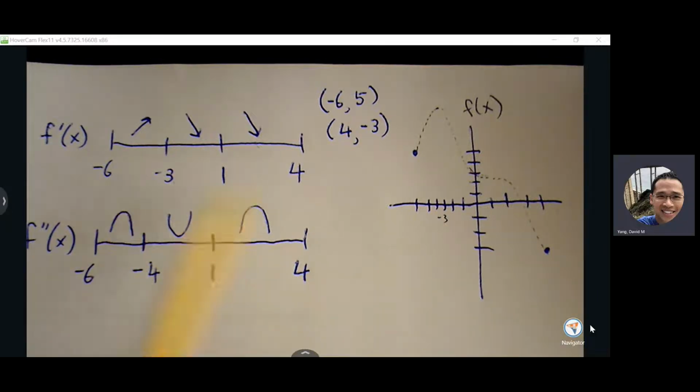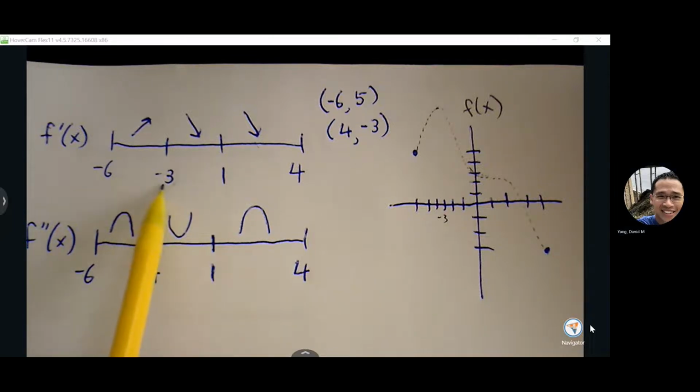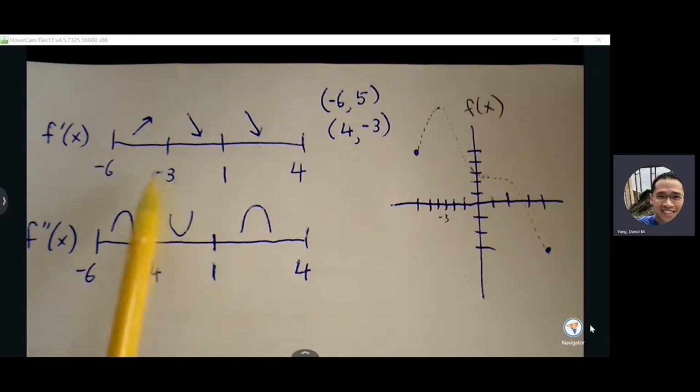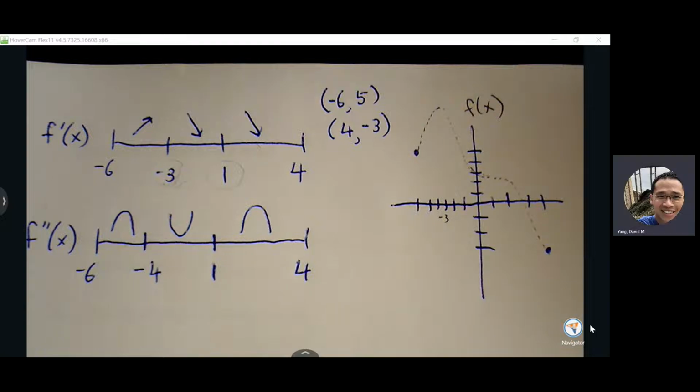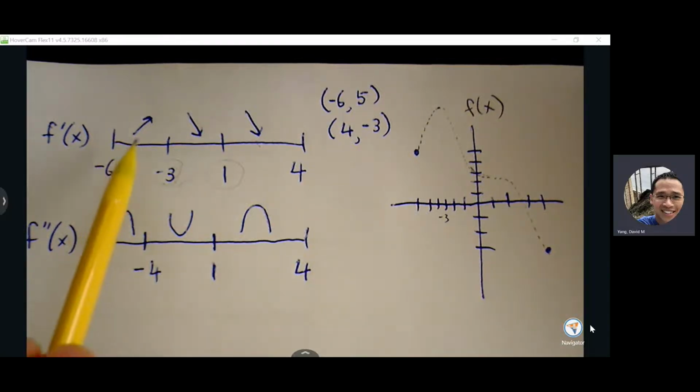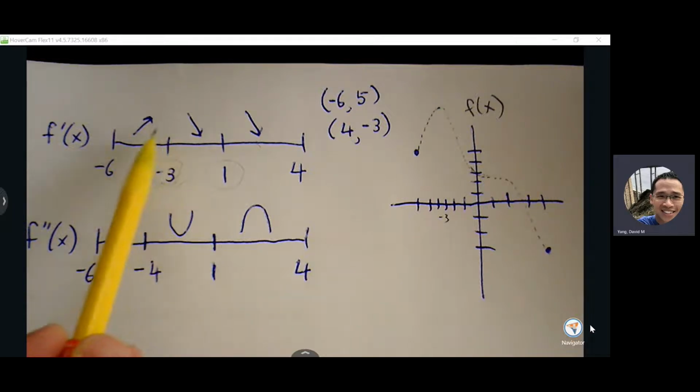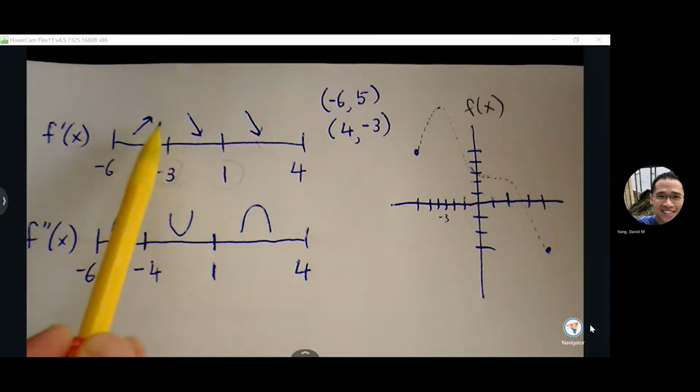Because this is my slope sign line, whenever there's a critical point in between, that's telling me where there's a slope of 0. So critical points are going to be anything in between. Because in order for my graph to rise and then fall, it's got to flatten out for a moment. That makes sense.